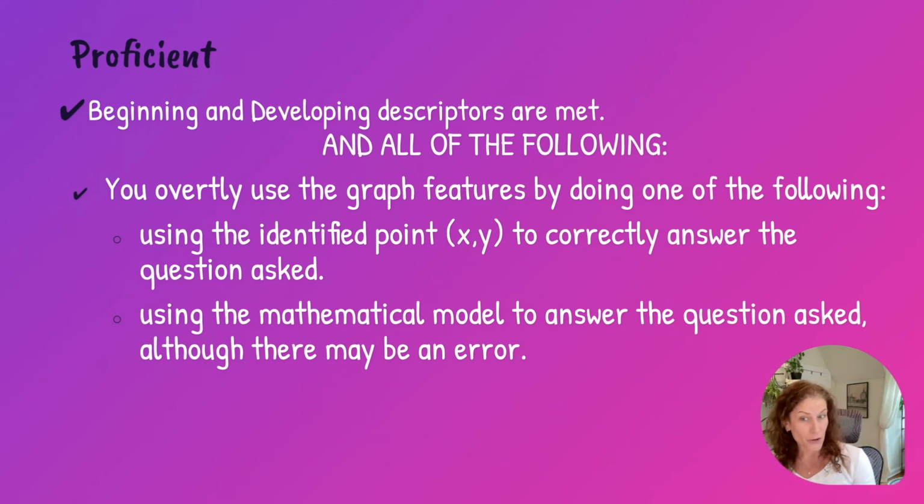However, better yet, if you have an equation of a trend line, write your mathematical model. Use that to answer the question asked. You may make mistakes in applying the mathematical model, but as long as you answer the question, even if the answer is wrong, you can still earn proficient. However, if you identify a point and use that to answer the question, that must be right. Otherwise that'll be developing.